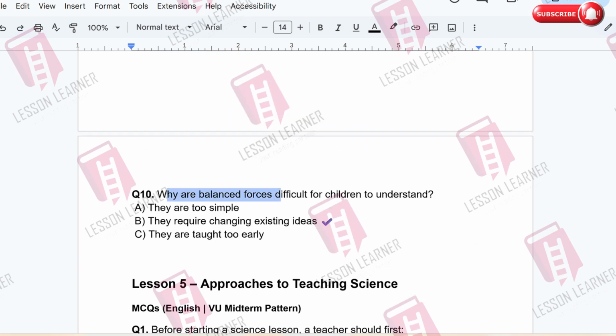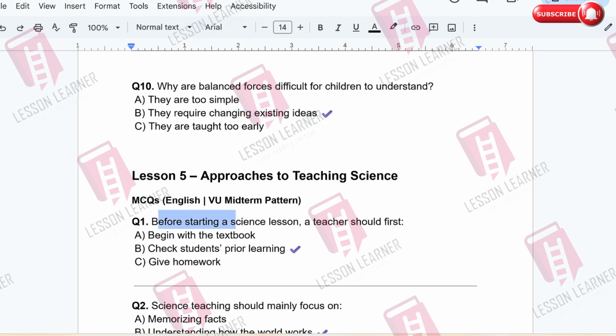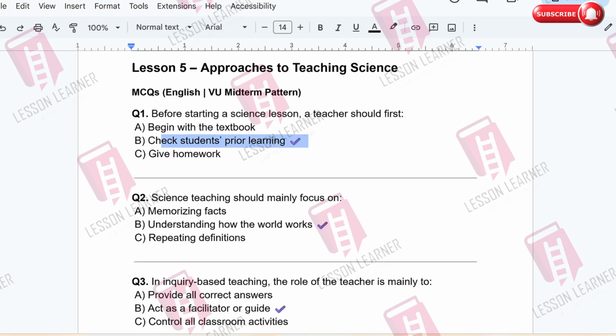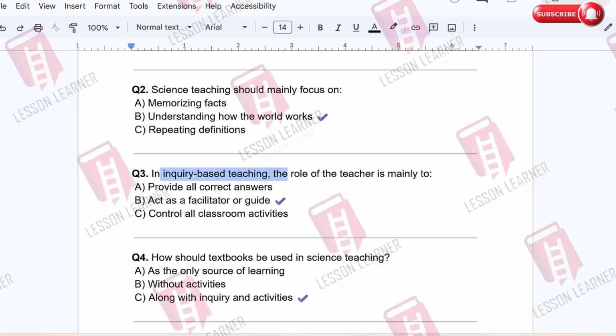Why are balanced forces difficult for children to understand? They require changing existing ideas. Before starting a science lesson, a teacher should first check students' prior knowledge. Science teaching should mainly focus on understanding how the world works. In inquiry-based teaching, the role of the teacher is mainly to act as a facilitator or guide.